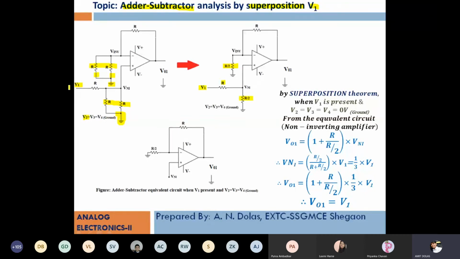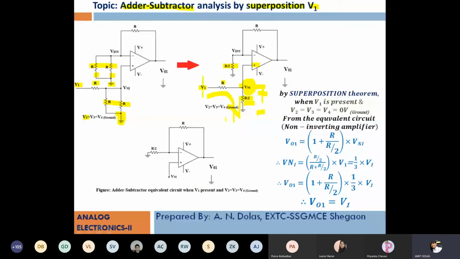Now we are interested in calculating this non-inverting voltage. How to calculate it? Because V1 will pass current in this direction towards ground, the voltage developed across R by 2 will be in this polarity, plus minus, and this voltage is nothing but the non-inverting voltage VNI. That would, of course, be calculated by the voltage divider rule. In the voltage divider rule, the resistance across which we need the voltage is in the numerator, and the total network resistance is in the denominator, multiplied by the applied source voltage.